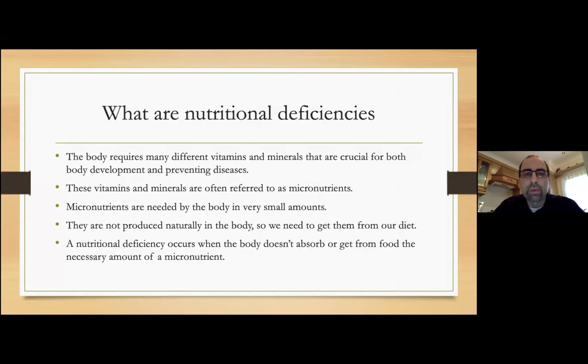These vitamins and minerals are very important for preventing diseases, like our previous speaker discussed well. They are often referred to as micronutrients, so there is different terminology there: vitamins, minerals, micronutrients. These micronutrients are needed by our body in very small amounts. They are not produced naturally in the body, so we need to get them from our diet. Nutritional deficiencies occur when the body doesn't absorb or get from our diet the necessary amounts of these micronutrients. So they're needed in small amounts, and we need to obtain them from our food sources.